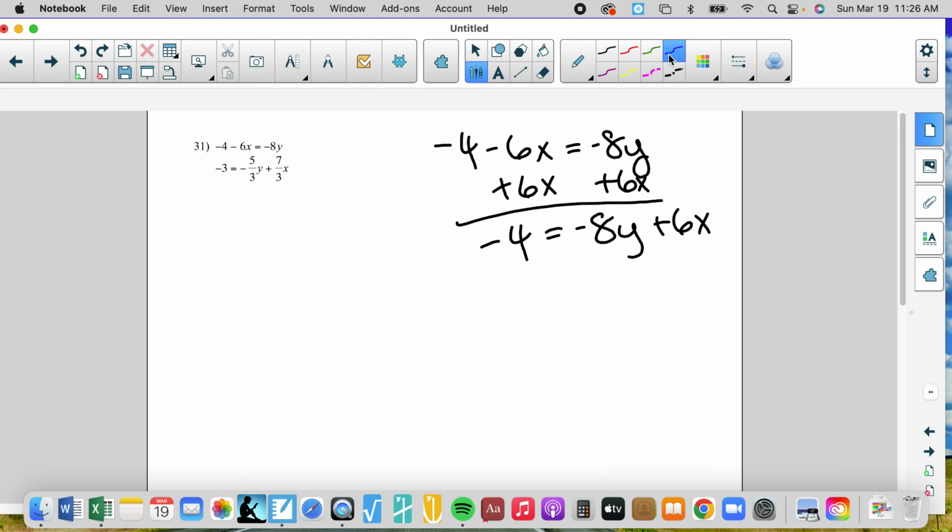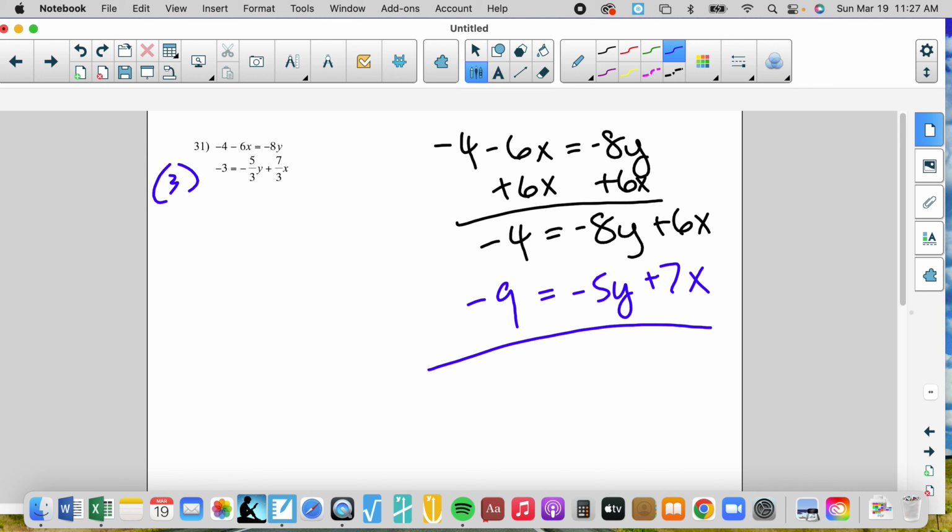So if I multiply everything by 3, that gives me -9 equals -5y plus 7x. Okay, Mr. Mac, that got rid of the fractions. Can I cancel? Can I add these two? No. So I still got some work. All I did was get them into the same format and nice workable numbers.